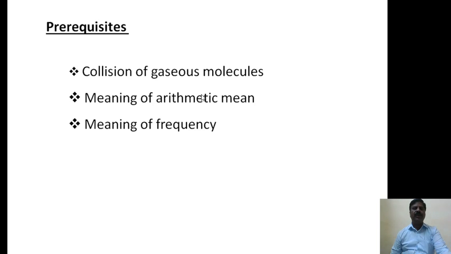Now, before discussing this session, you should already know about collision of gaseous molecules. What is meant by collision and how it takes place in gaseous molecules. Again, you should already know the meaning of arithmetic mean, the definition of arithmetic mean or average, and also what is meant by frequency. You have already learned these in the previous year.